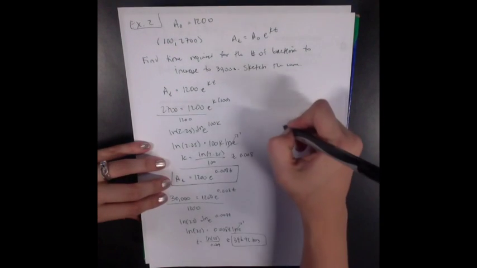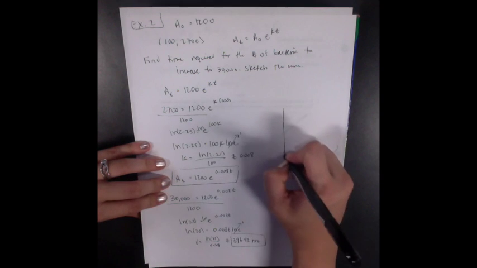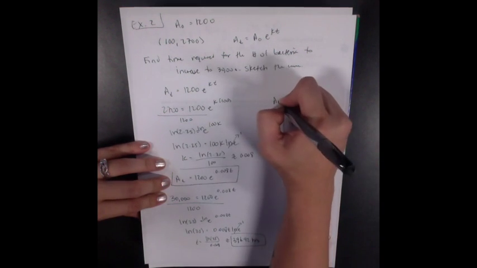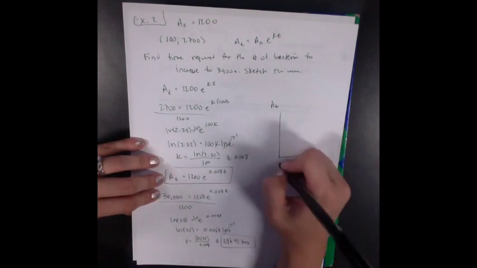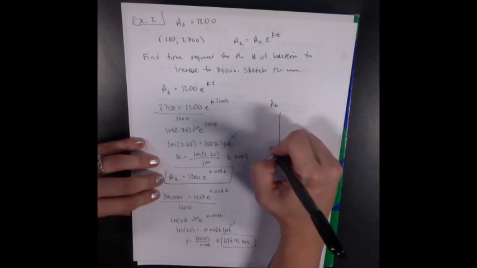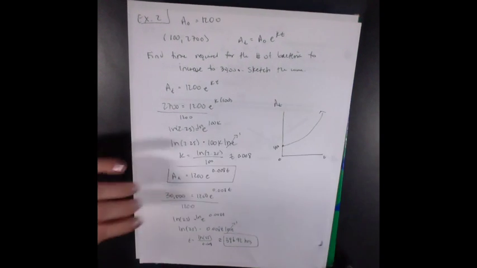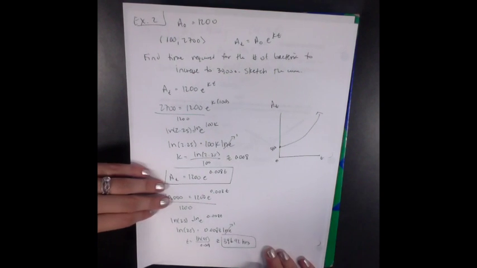Oh, I just realized we didn't sketch the curve. I'll sketch that for you real quick. This is what the curve will look like. This is A sub t, this is t. At 0, our initial value was 400. There's our curve. Sorry, I forgot that.